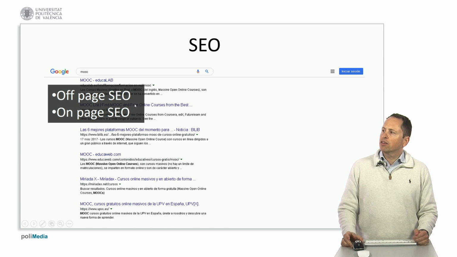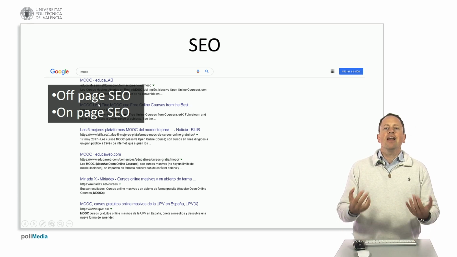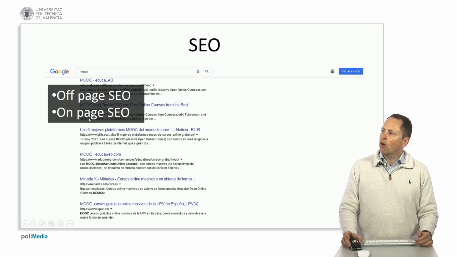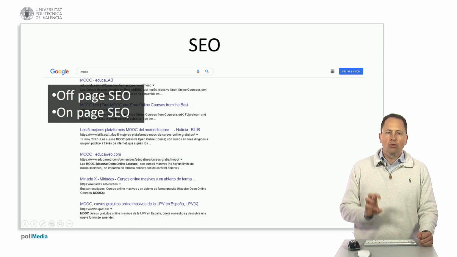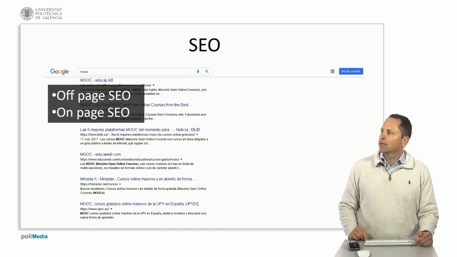How do you do that? First, you do off-page SEO. That means getting links to your page. And then you do on-page SEO. That means preparing your page and its content to be optimized for Google.